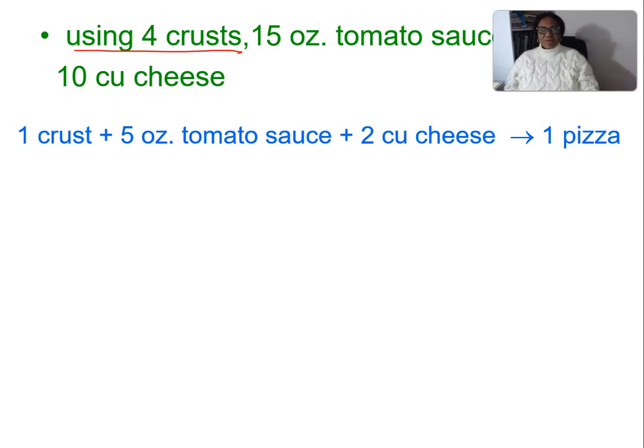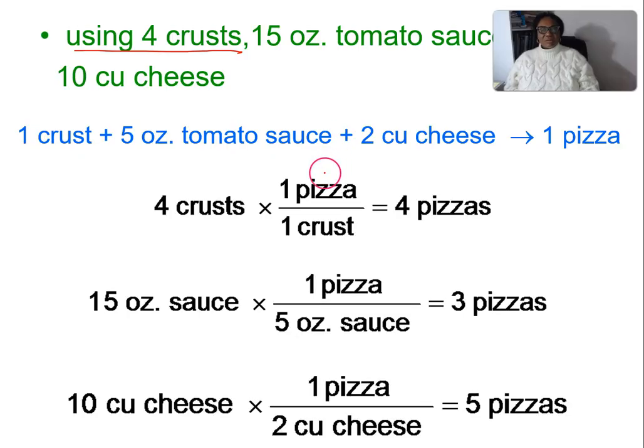So 4 crusts, we are going to expect to have 4 pizza if the quantity that we have is 4 crusts. We have 15 ounces of tomato sauce. From 15 ounces of tomato sauce, we expect to have 3 pizza. We have 10 cups of cheese. From 10 cups of cheese, we are using our conversion factors for mole ratio to show us how much pizza we're going to have from this recipe. So from 10 cups of cheese, we are going to expect to have 5 pizza. This is what we are expecting.